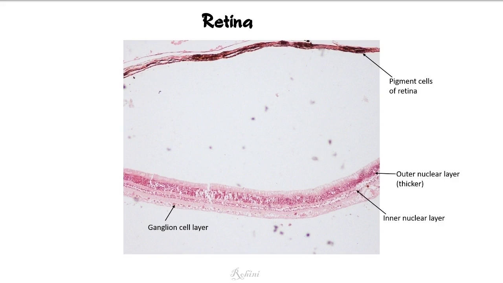The ganglion cell layer can also be identified by the presence of large cell bodies. The axons of ganglion cells form the optic nerve.